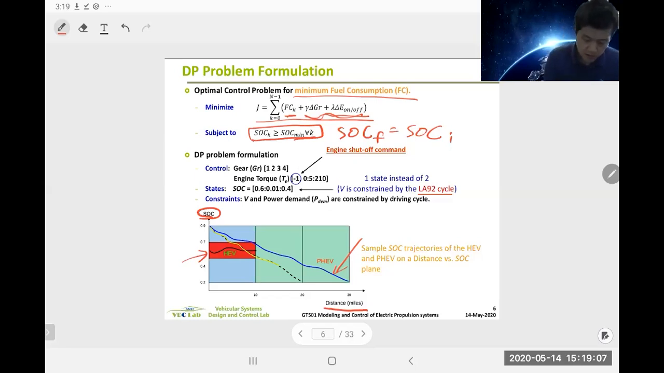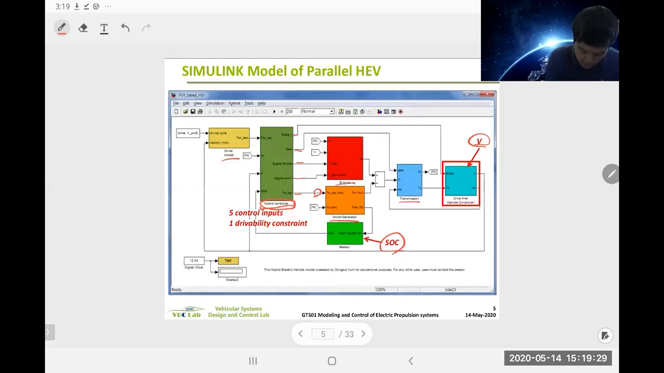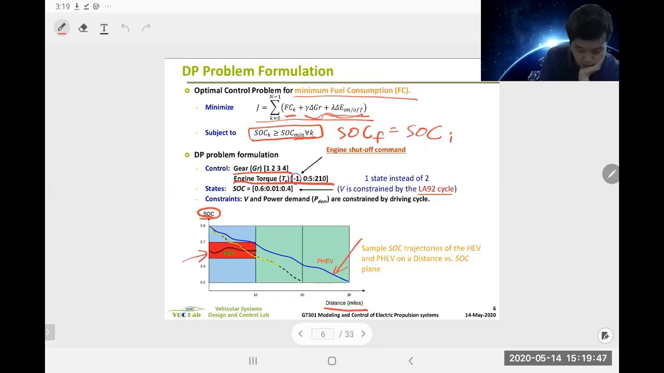And the control inputs are gear, which gear we are going to use, and then engine torque. How about motor torque? We need to have this. How about motor torque? Well, it's called a drivability constraint, which should be included as a part of the constraints.